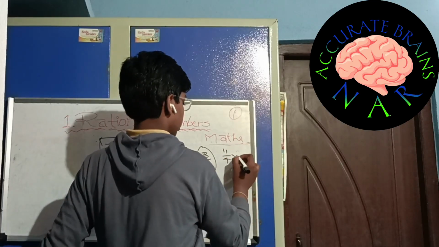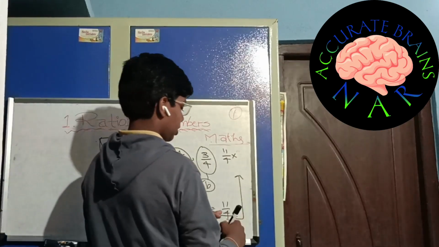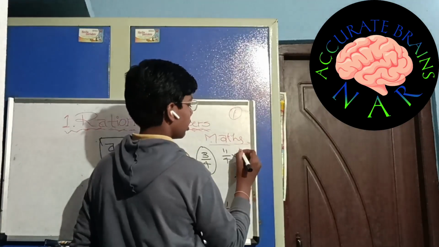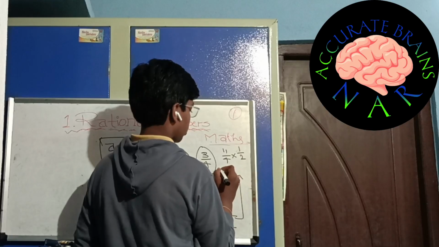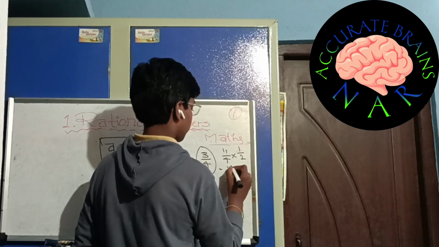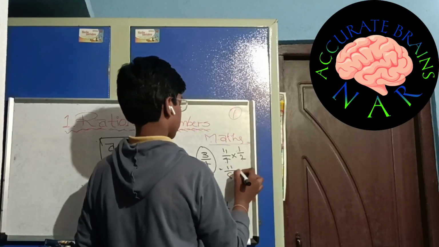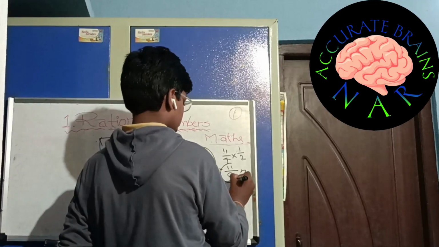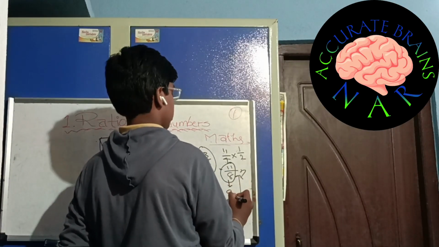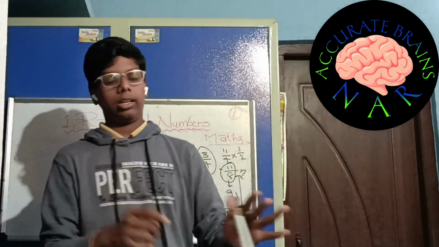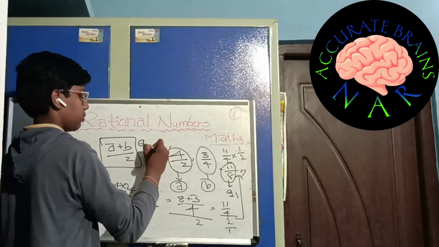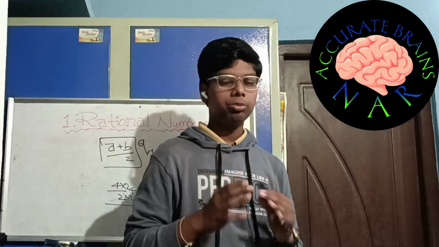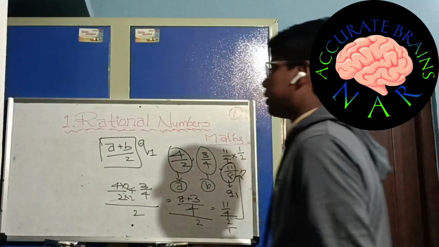So 11/4 divided by 2, if we take the reciprocal, it will be 2/1, right? If we take the reciprocal, it will be multiplied to the given fraction. So we multiply 11 into 1, which is 11, and 4 into 2, which is 8. So here we got the rational number between two rational numbers, and this rational number is denoted with Q1. Okay, this topic is clear, right?